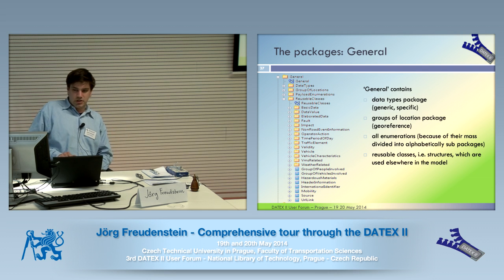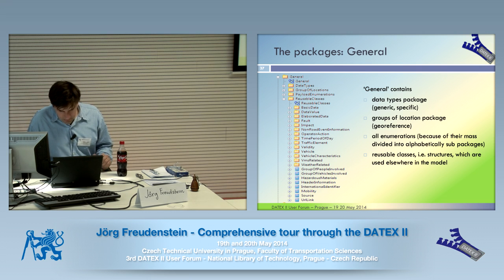Now the bigger packages, we have got the package general. In the general package, we have got the data types packages. I showed them before, you already saw them. We have the generic data types and the specific data types. Of course, we have got the very big group of georeferencing, so the group of locations, it's called here in Datex. We will have a look at it, of course. We have got the payload enumerations. This is a collection of all enumerations.